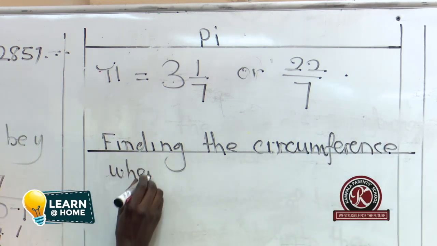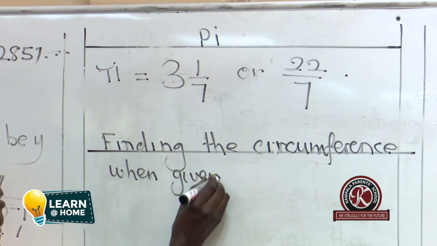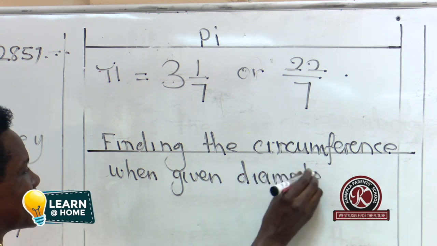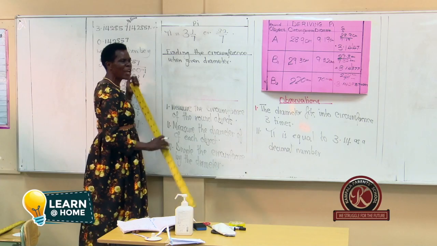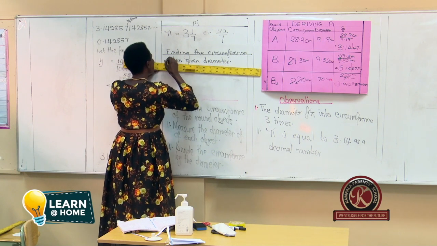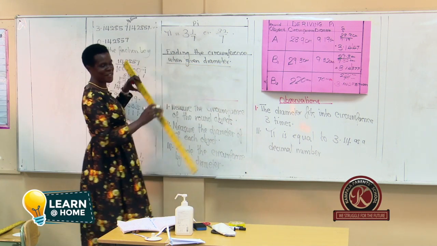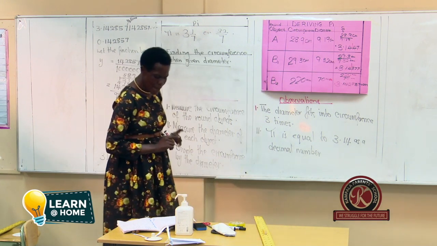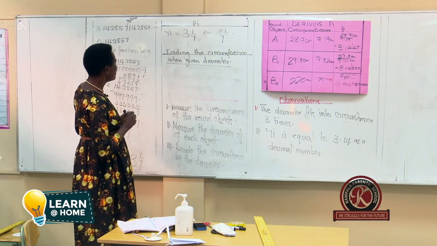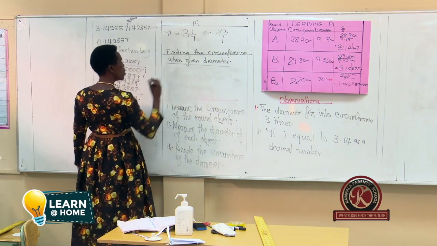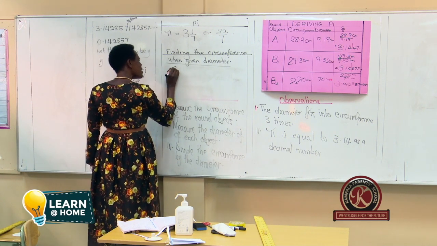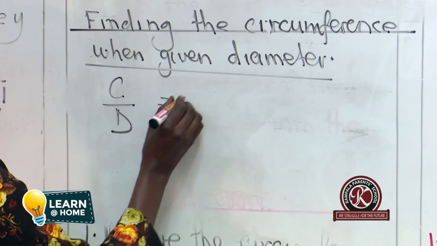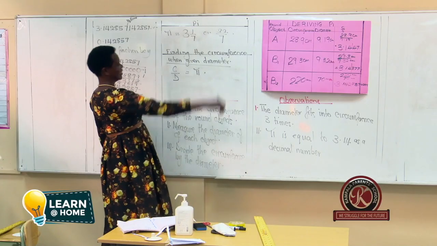When given the diameter. Because without pi, we would not come here. Now we are moving to this. And this is what we were looking for. We would not be able to get the circumference without pi. But now, as we go to get the circumference, how do we get the circumference? We have now known that circumference divided by the diameter will give us pi.